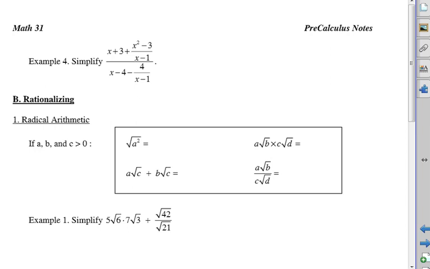Yeah, deal with them separately. So like this guy, in order to add these, this is like one thing, you need a common denominator. So you would make that x minus 1 on top and x minus 1 on the bottom. So you have to deal with them almost separately.